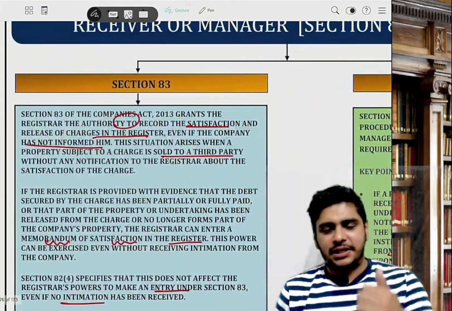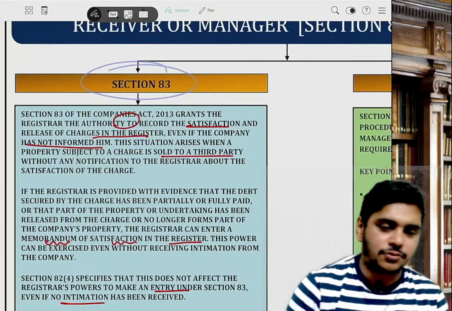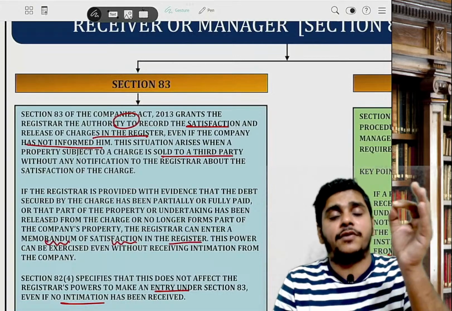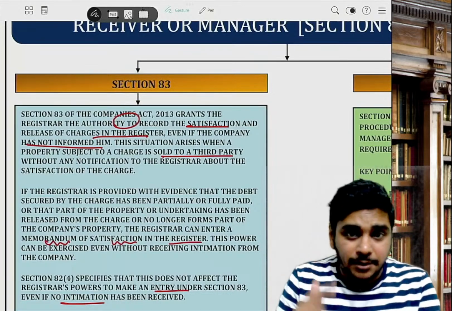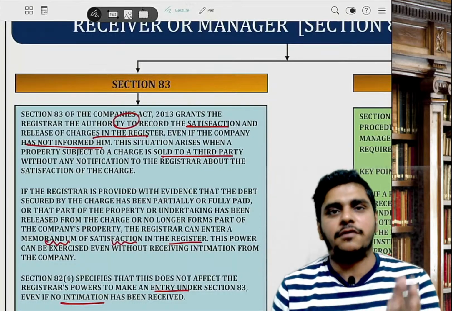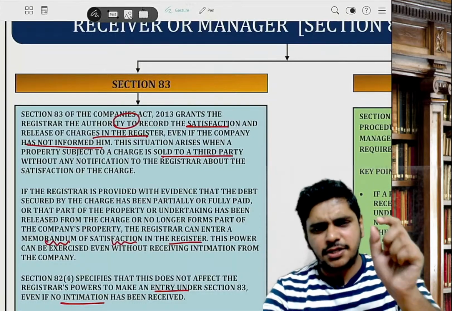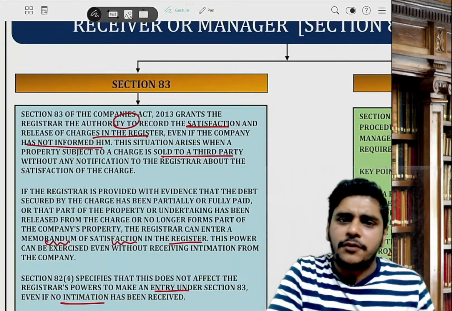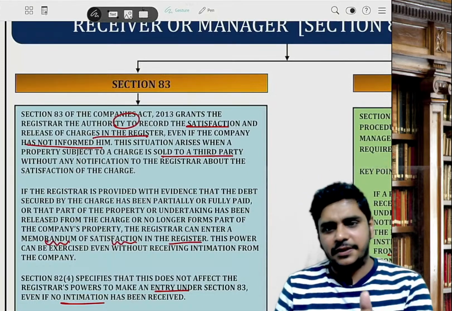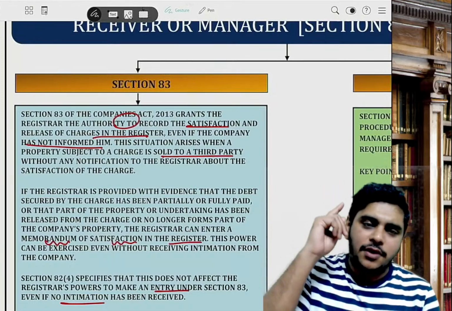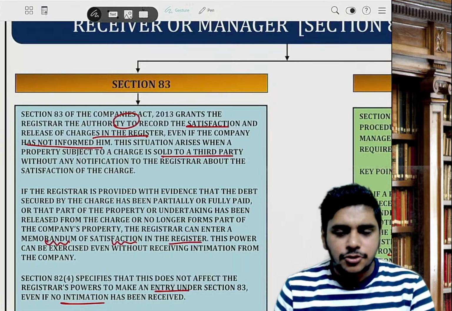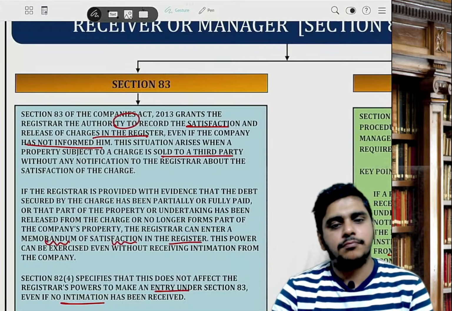Then 83, you will do it directly. We have written the theory for that. It says power of ROC to register the satisfaction of charge in case of absence of intimation from the company. Guys, I just want to test you here. If the company is not informing about satisfaction, who will inform the ROC? It's a direct theory answer, you will do it from the notes.